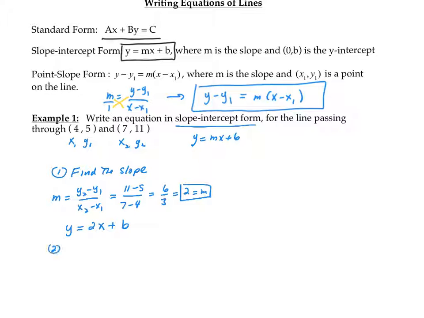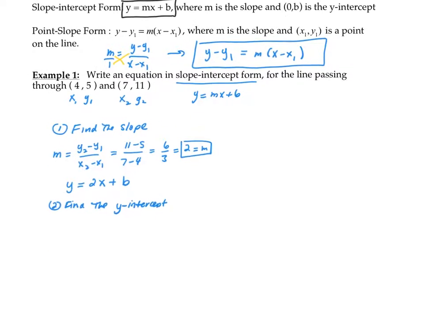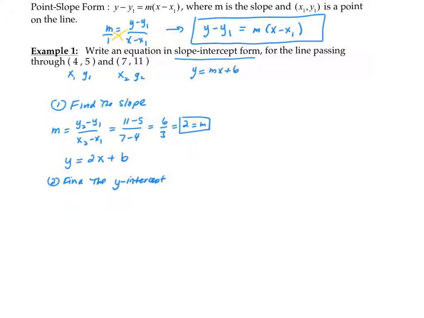The second step is to solve for that y-intercept, or to find the y-intercept. This is the point where the graph would cross the y-axis. So take your equation with your slope already plugged in, y equals 2x plus b, and choose a point. For this one, let's just use that first point, (4, 5). You plug the y value in for y, so plug 5 in for y. You plug the x value of 4 in for x, and then we'll solve for b.